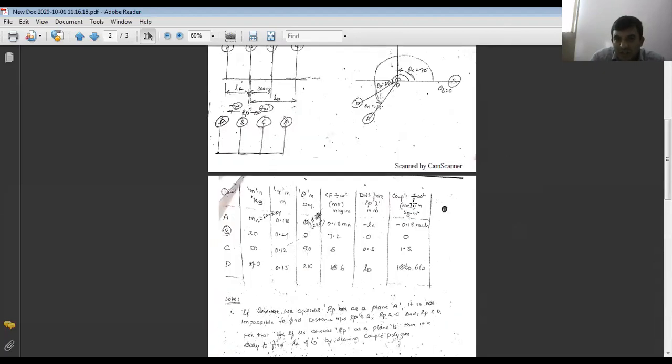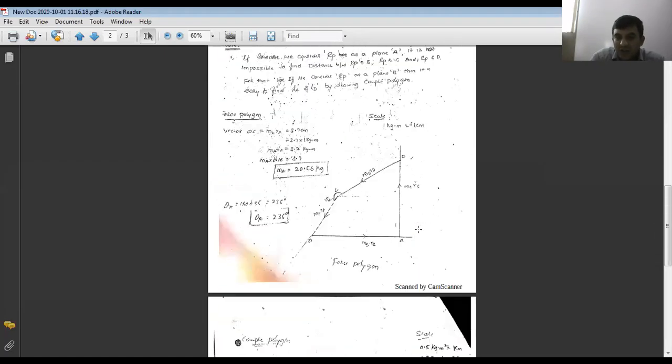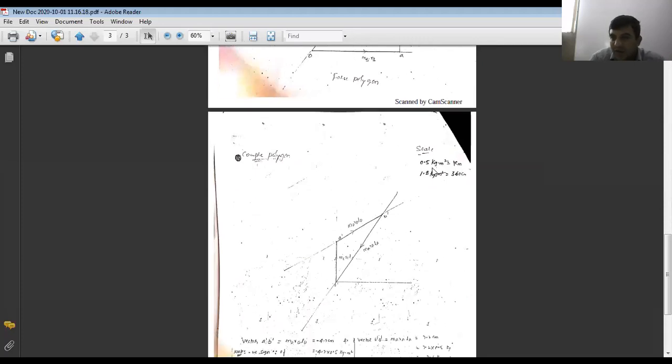Now see the couple polygon. What is the scale you're going to choose here? 1.8, 6 times of LD is there, 0.18. You can take 1:1 also, but if you take 1:1 it becomes too big. For that, I will take 0.5 kg meter square is equal to 1 centimeter. Then you see the couple polygon here.